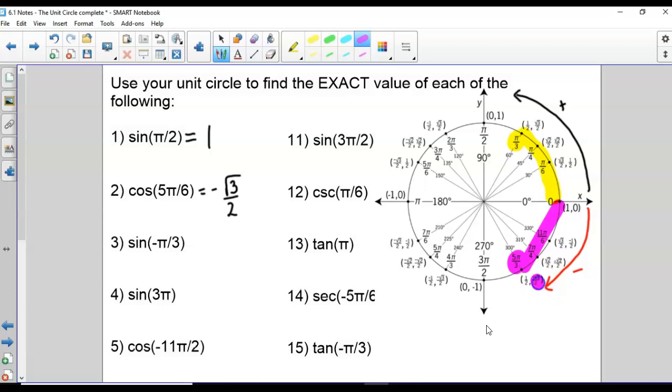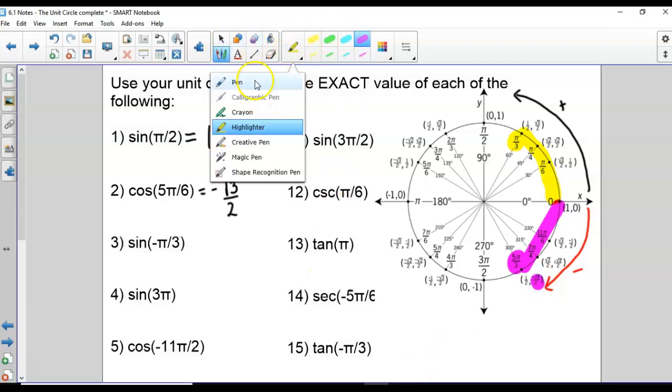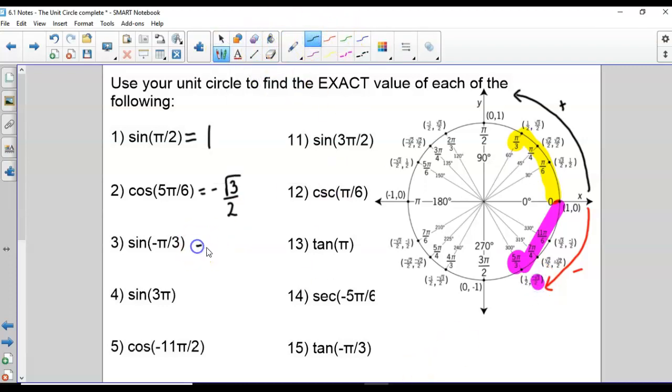Sine is our y coordinate, so we're going to get negative square root of 3 over 2 for that one also.